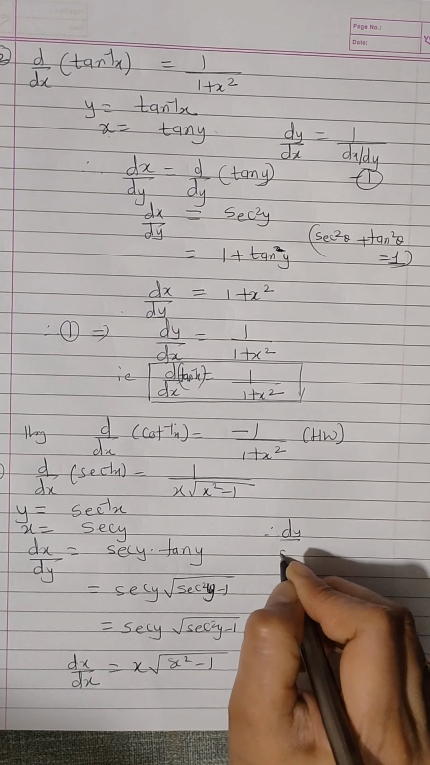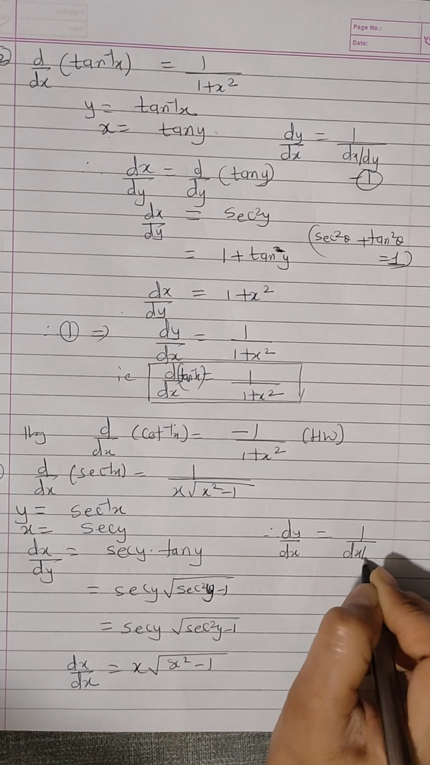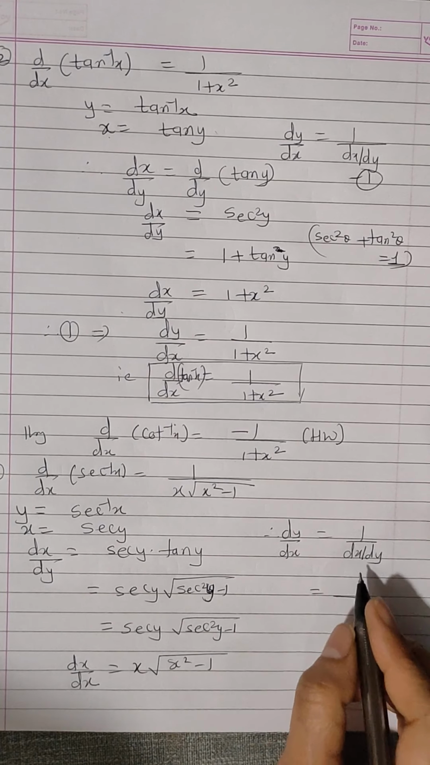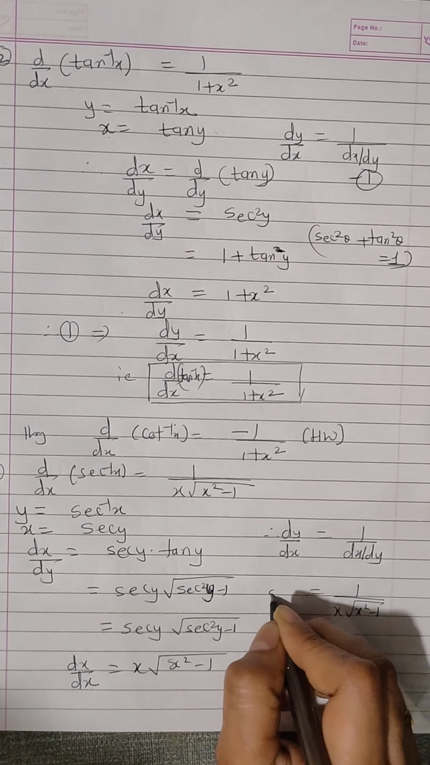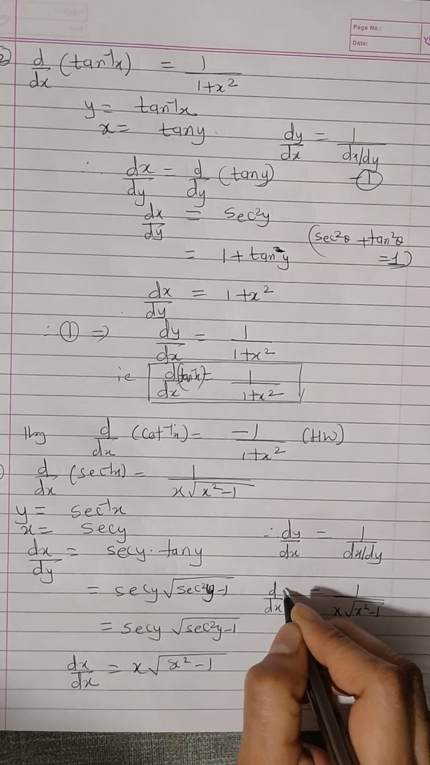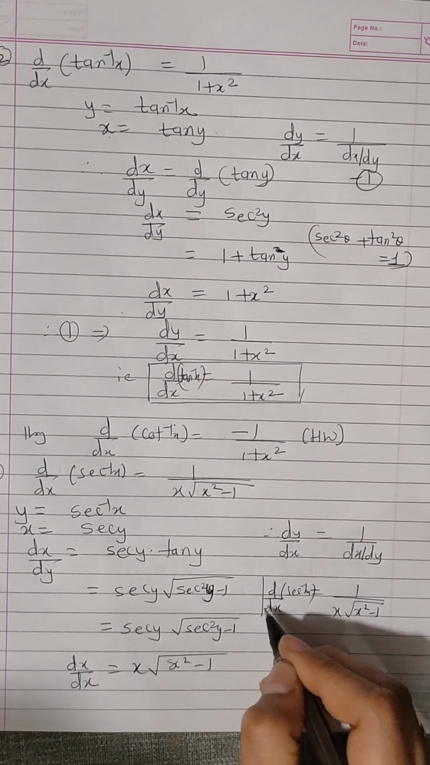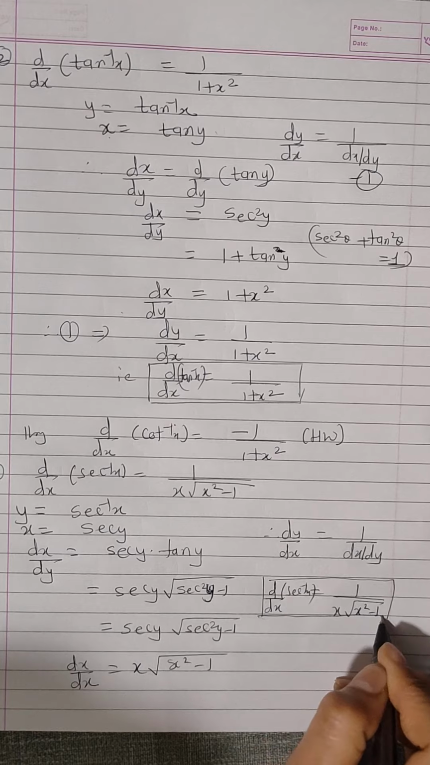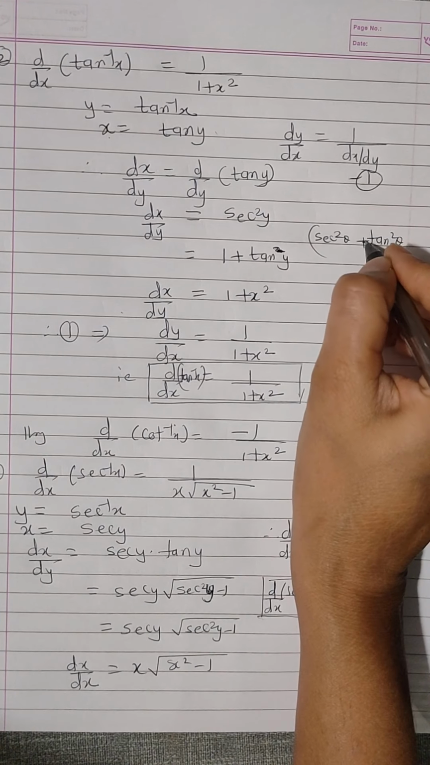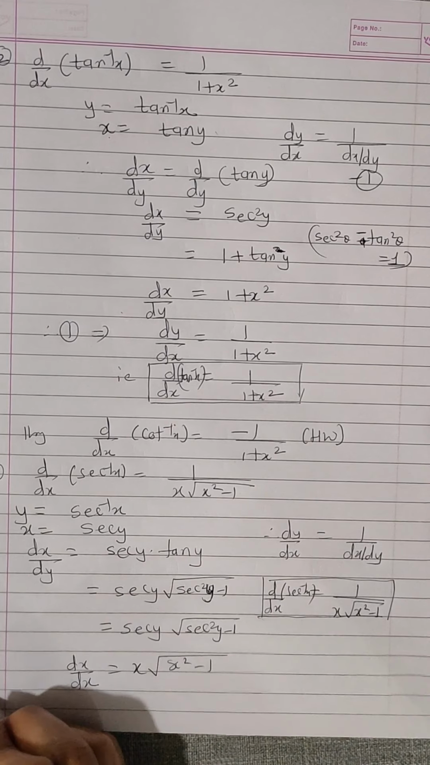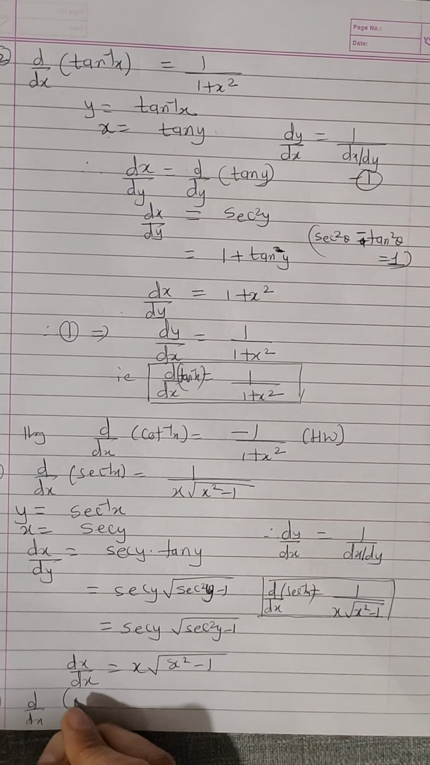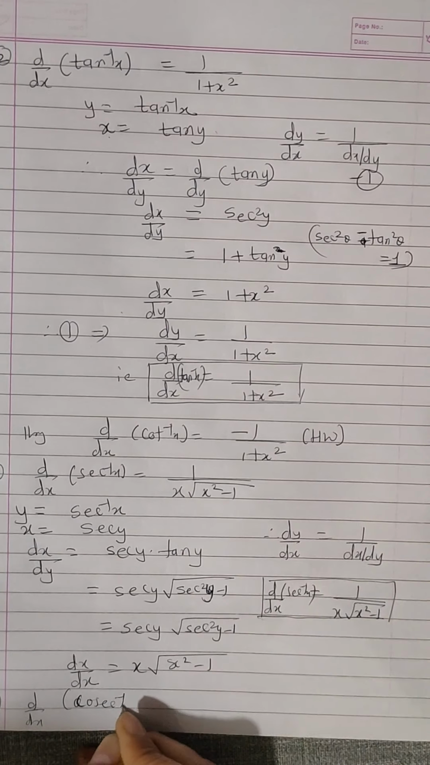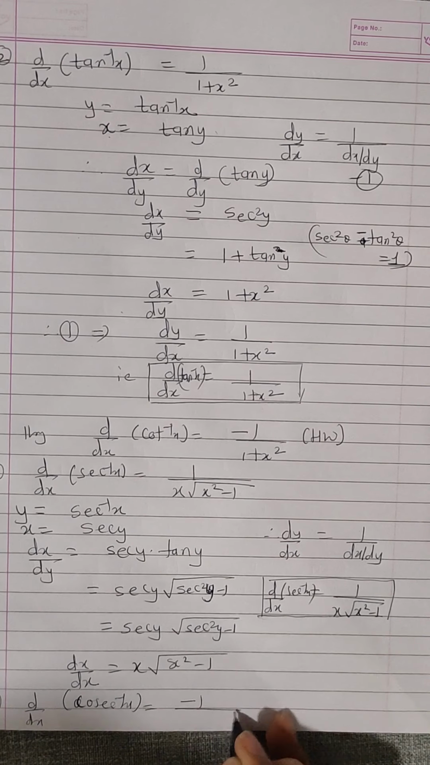Therefore what will happen to dy by dx? 1 upon dx by dy. So it is equal to 1 upon x under root x square minus 1. And what is y? Y is nothing but sec inverse x. So the derivative of sec inverse x is 1 upon x under root x square minus 1. Actually it is minus here. Okay, and the last is the derivative of cosec inverse x. It is equal to minus 1 upon x under root x square minus 1, and this is your homework.